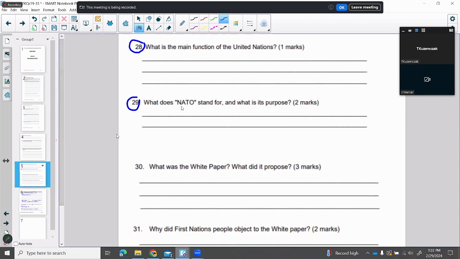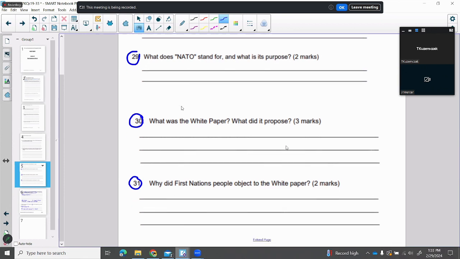Also, I forgot to do this. Key question 30 and 31. I had it on the screen here, and I moved the slide up and forgot to do this question. These two questions. So, from our last class, we did look at what was the white paper and what did it propose, and then why did First Nations people object to the white paper?